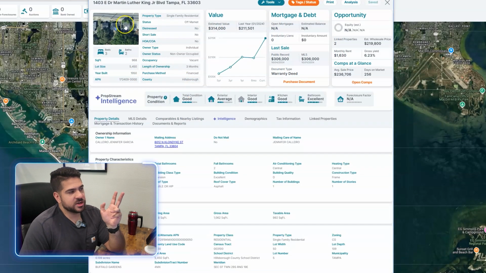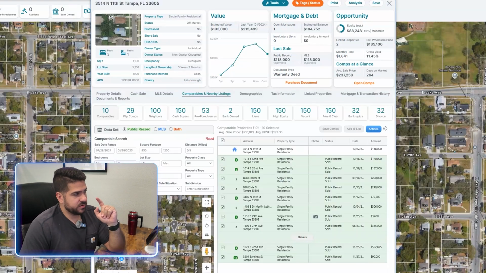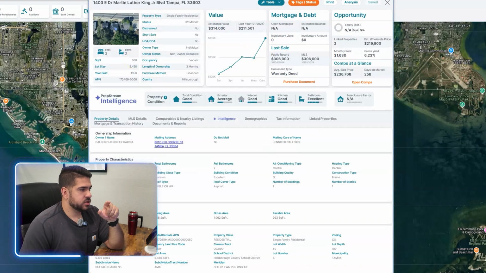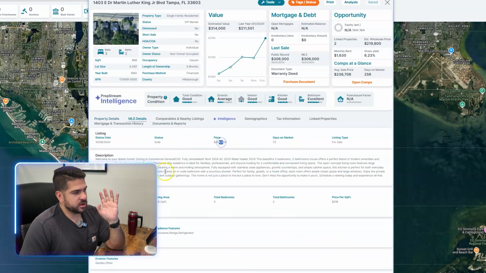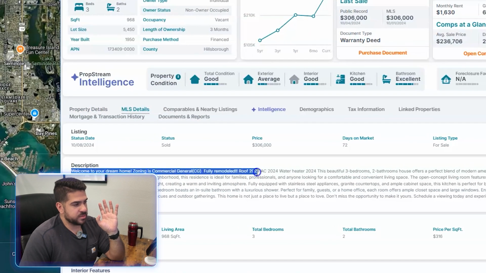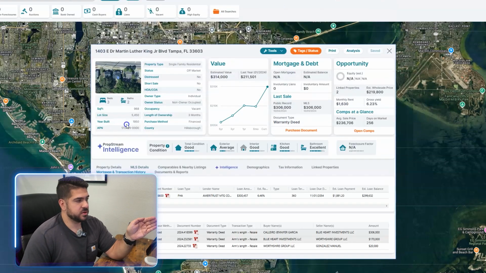The next one is $306,000, 968 square feet. If you remember, our property is bigger, it's 1,100 square feet. So, okay, interesting, right? Let's take a look at this one. Sold on market for 72 days. Let's see, welcome to your dream, zoned commercial, fully remodeled. Okay, this is a fixer-upper. This was a flip. This is an ARV comp.